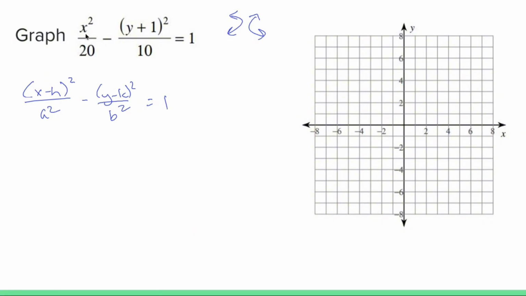Now what we see here is there is no number here, which tells us that h is 0. If negative k is positive 1, then positive k is negative 1. Okay? This is where it gets fun. If a squared is 20, then a is the square root of 20. Now, for graphing purposes, that is around 4.5. Not exactly 4.5, but close enough that when I graph it, no one's going to yell at me for not being that good. That would make b the square root of 10, which is roughly 3.2.